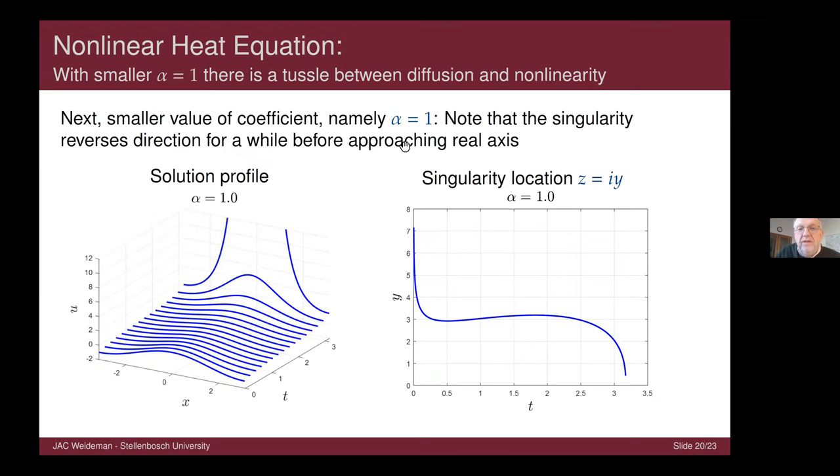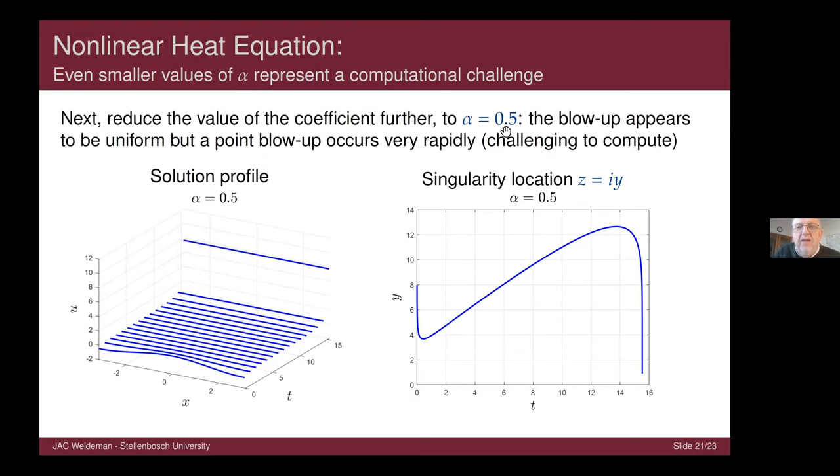If you reduce that alpha parameter slightly, things become even more interesting. Now the nonlinearity is not so strong anymore, so diffusion puts up a longer fight. The singularity comes in, but then it turns around and moves the other direction for a while before it starts zooming in onto the real axis. So it's almost as if the diffusion is winning the battle. And then if you reduce the alpha even further to a half, you almost reach a steady state, or at least a flat solution, before blow-up takes place at a very, very rapid rate and is very challenging to compute.